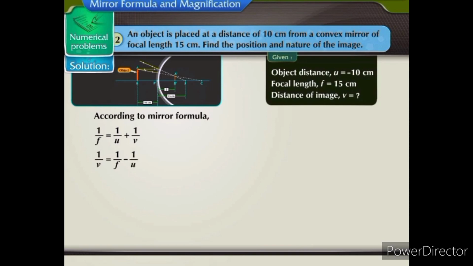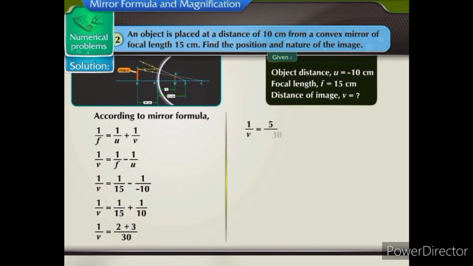Substituting the given values, we get 1/v = 1/15 − 1/(−10), which is equal to 1/15 + 1/10, which is equal to (2 + 3)/30, which equals 5/30. Therefore, 1/v is equal to 1/6. Therefore, v is equal to 6 centimeters. Hence, the image formed will be 6 centimeters away from the pole of the mirror.